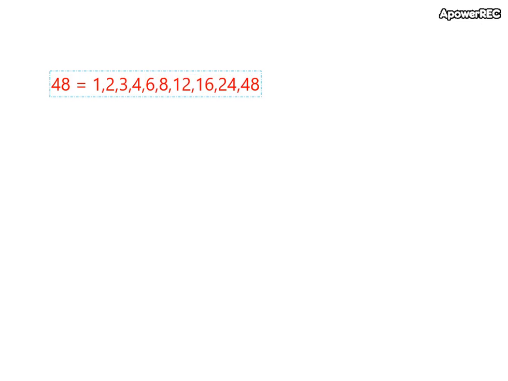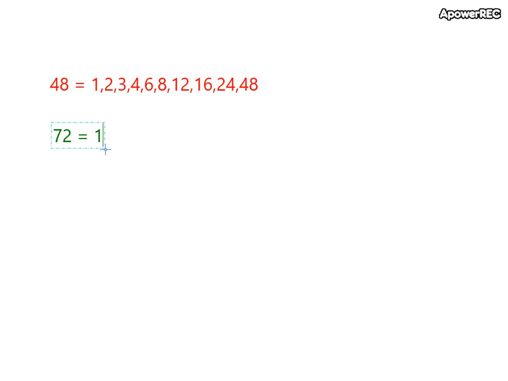Okay. Similarly, we can find the factors of 72. Maybe we can choose a different color for the factors of 72. So again, 1 and 72 are the factors of 72, and 2 and 36, 3 and 24 multiplied together give us 72, and 4 and 18 give us 72. Then you have 6 and 12, we have 8 and 9.